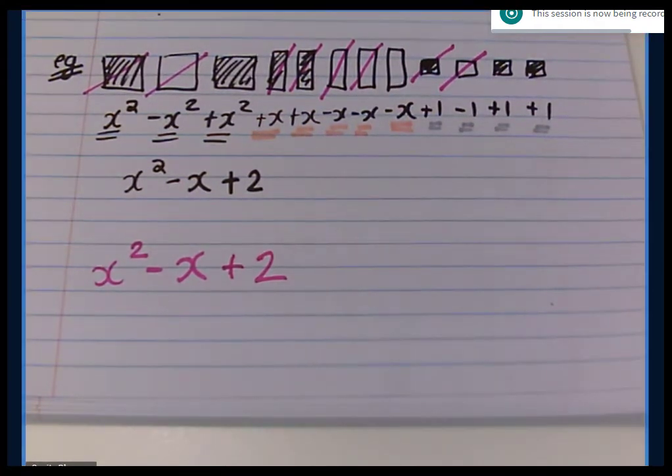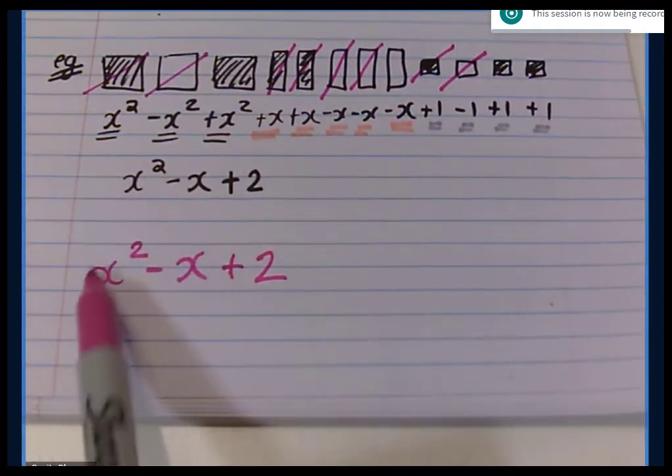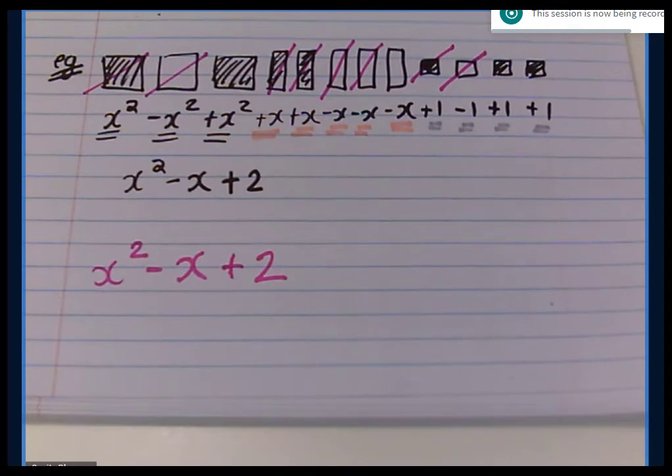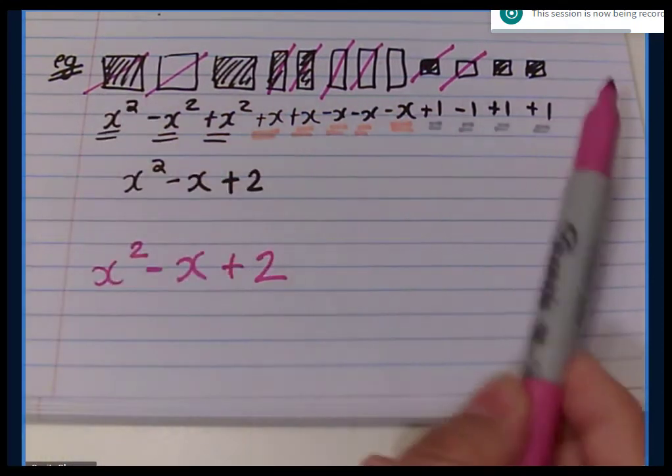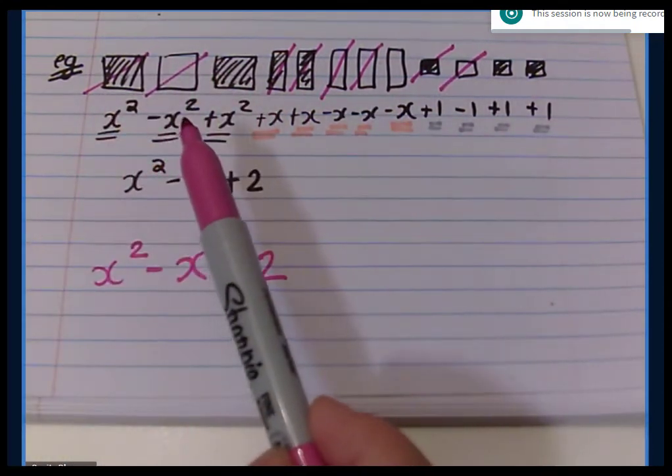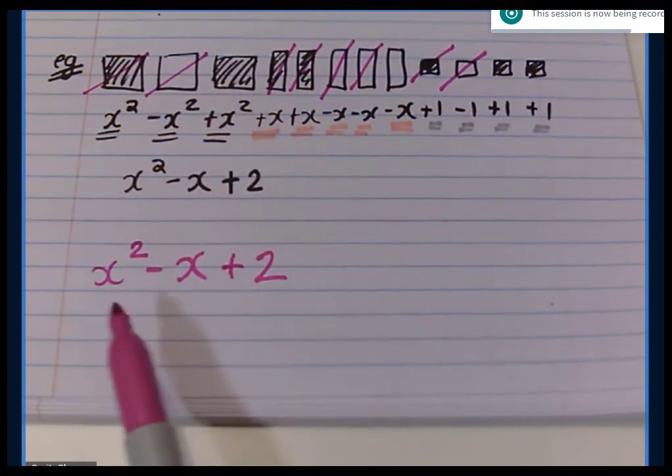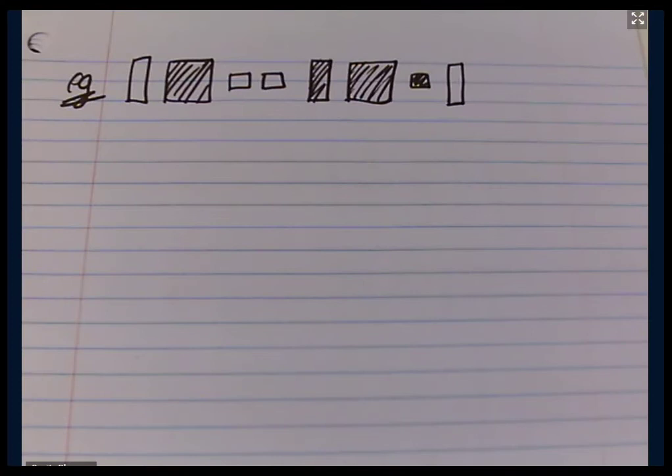All right, so same result both ways. I just find it is easier to just cancel out the positive and negatives and then just write down what you're left with. Okay, so we're just going to take a look at this example here. So I'm just going to show what each tile represents.